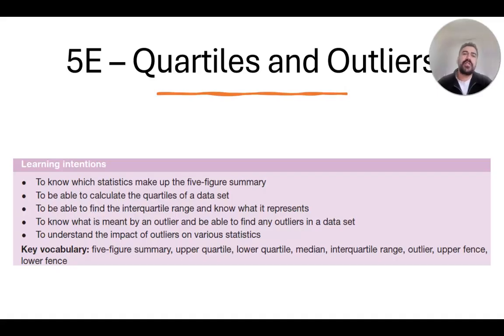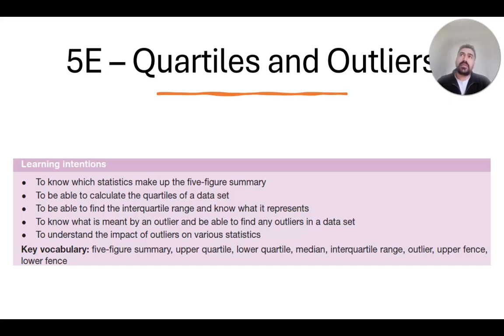We'll be looking into exercise 5E, quartiles and outliers. By the end of this, it will be good for you to have the skill sets of knowing which statistics make up the 5-number summary system, to be able to calculate quartiles, and I'll go into more detail on what quartiles are, to be able to find the interquartile range and know what it represents, to know what is meant by an outlier, and to actually find an outlier through calculations, and understand the impact of outliers on various statistics.